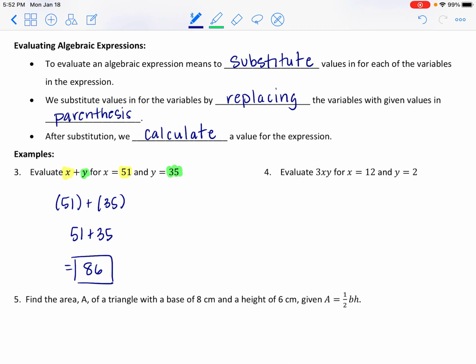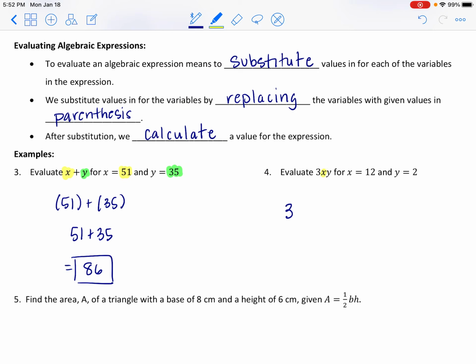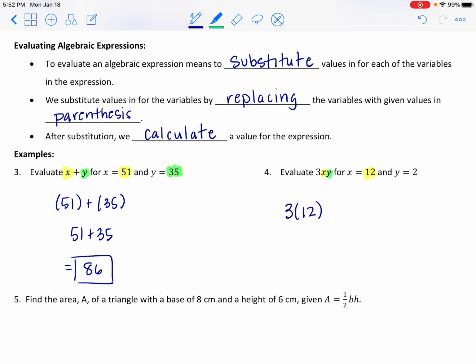Okay? All right, same thing here. We're going to evaluate 3xy for x equals 12 and y equals 2. So we've got a 3, and then we're going to be replacing the x with 12. So I'm going to put in parentheses 12 next to the 3 instead of x. And then we're going to be replacing the y with 2.